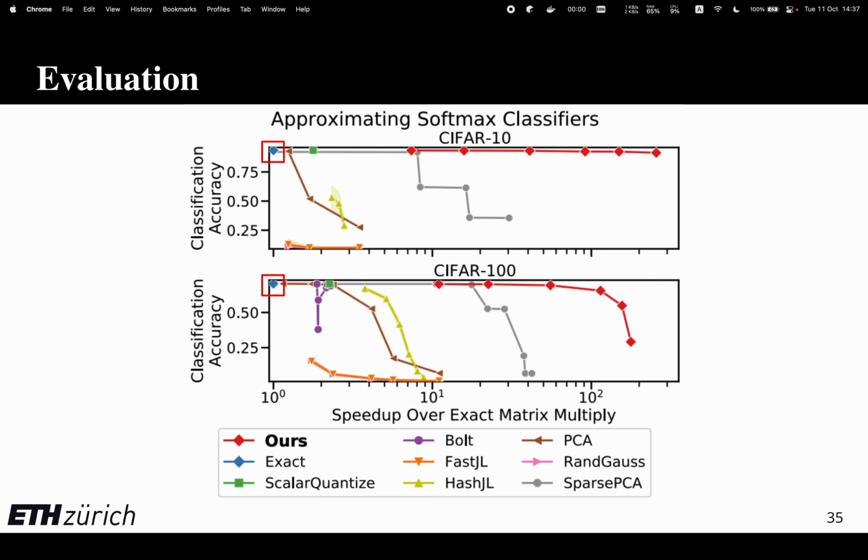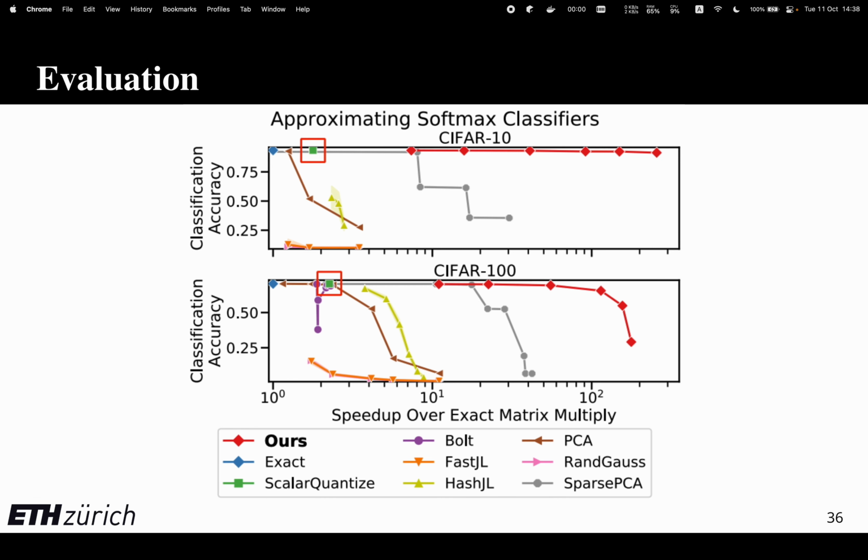This is one of the most interesting results in the evaluation section. On the x-axis we have the speedup over exact matrix multiplication, and on the y-axis is the accuracy. The task here is a softmax classifier on two datasets, CIFAR-10 and CIFAR-100. The data points I'm highlighting here are the exact matrix multiplication, in the top left corner. They achieve the best performance, but the speed is the baseline of the baselines.